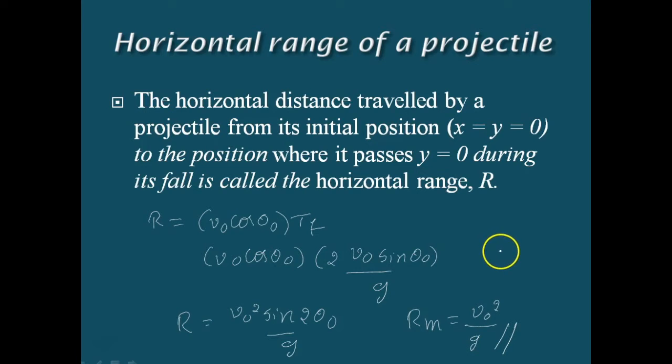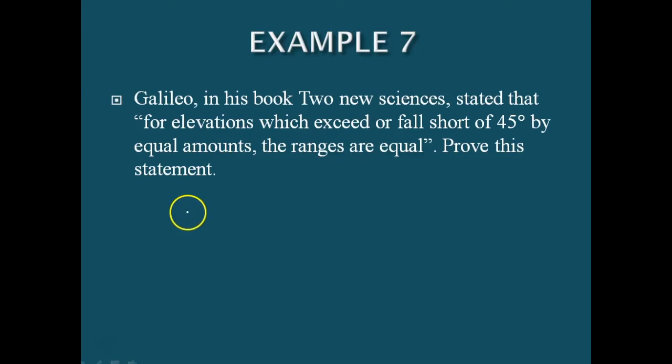Yes. So now let us solve a simple problem on this. The first problem: Galileo, in his book Two New Sciences, stated that for elevations which exceed or fall short of 45 degrees by equal amounts, the ranges are equal. Prove this statement. For a projectile launched with velocity v naught at an angle theta naught, the range is given by R is equal to v naught square sine 2 theta naught by g, isn't it?